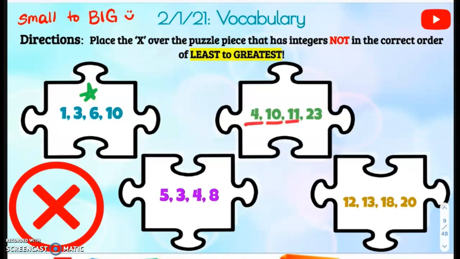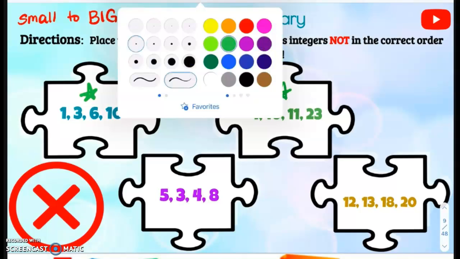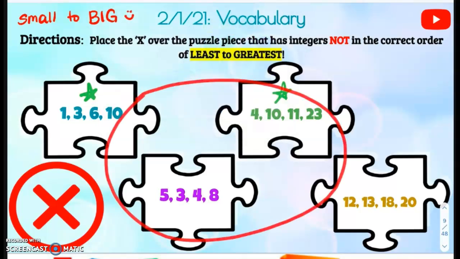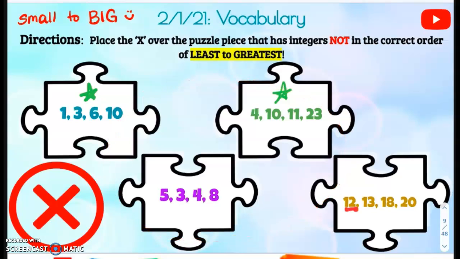All right, next let's look over here. 4, 10, 11, and 23. So 4, and then 10, and then 11, yep, and then 23, yep. That one's good to go. Let's take a look. Let's go kind of like this. So 12, 13, yep, and then 18, yep, and then 20. Yep, star that one.